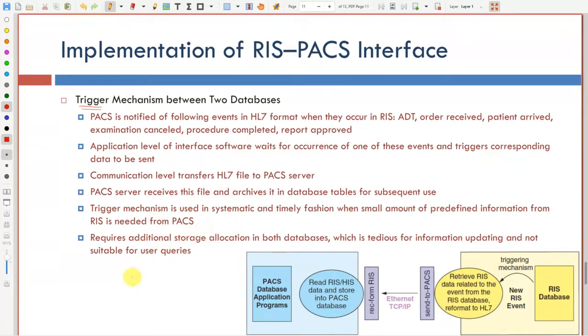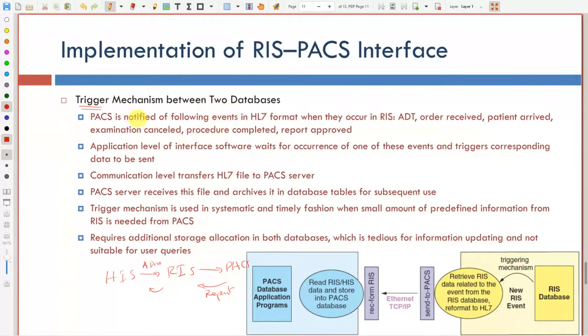Okay, for example, if you have a patient admitted, then it would go from HIS to RIS to PACS. If you have a report, then it would go the other way around. Okay, so basic admission goes this way, and report goes the other way. So basically, you define exactly how these things happen.